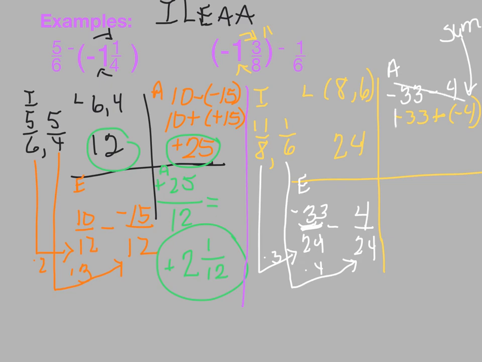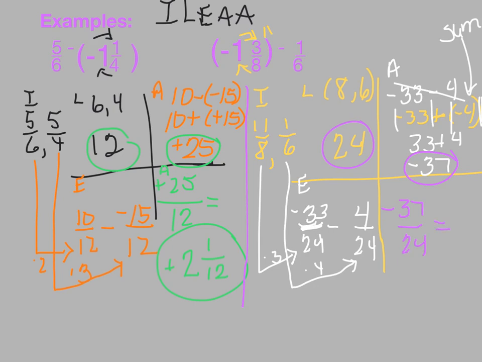So I find my absolute values. Absolute value of negative 33 is 33, plus the absolute value of negative 4 is 4. 33 plus 4 is 37. Both of those were negative to begin with, again, in that second expression, the one that I wrote that was an addition problem. So my answer is negative. And here I am, this is my numerator, negative 37 over my denominator, which is 24.